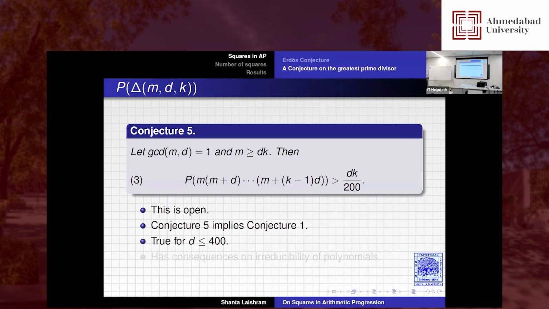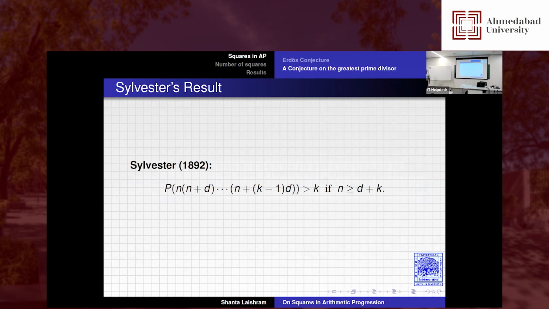So now the question is, can a product of k consecutive integers have a large prime factor? Now let's come to this problem. You know that a product of k consecutive integers has a prime divisor bigger than k, and Sylvester was the first one to show that if the starting point is bigger than d plus k, then it has a prime factor bigger than k.